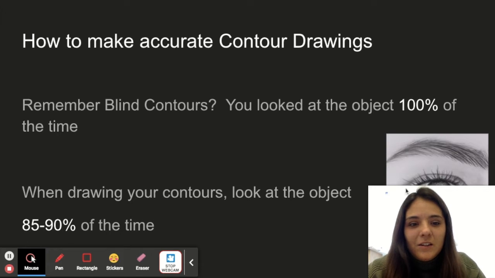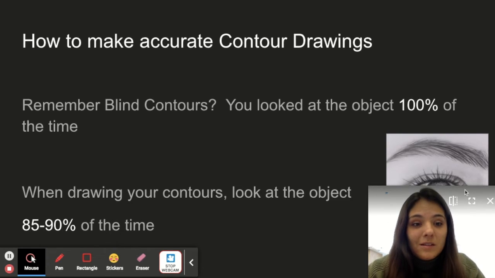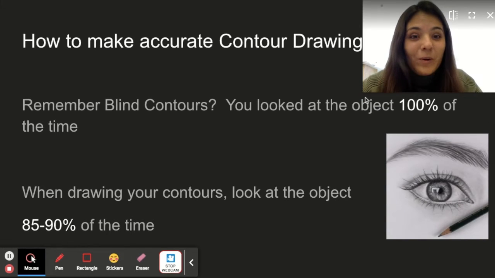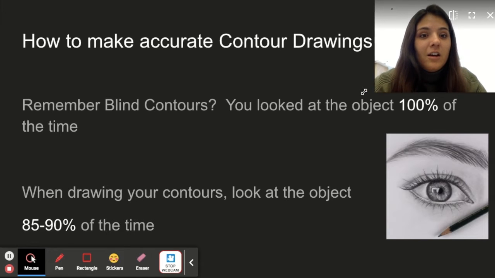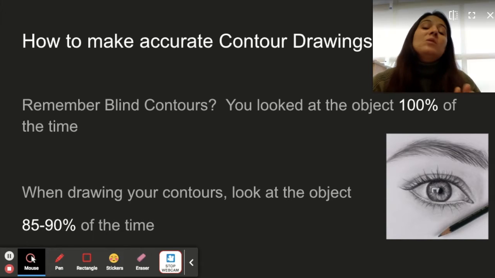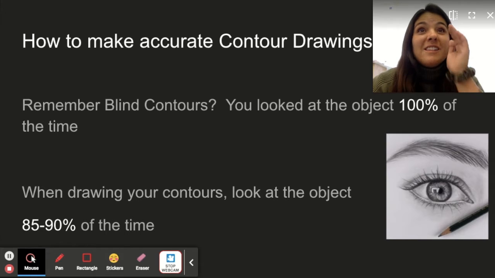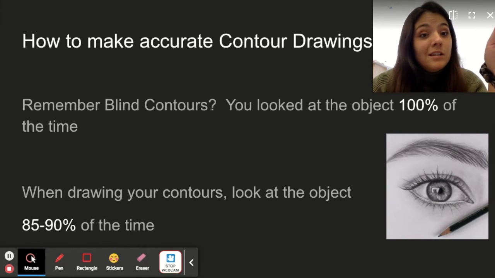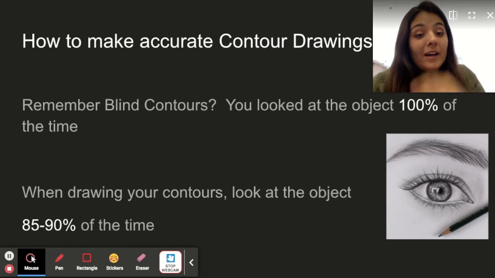So we did those contour drawings where we would not look, right? And so I want you guys to really remember how important it is to look at what you're drawing instead of just guessing the shape. And so we can look at our hands this time, but I want you guys to remember how important it is to continue looking at the thing that you're drawing because you may notice details that you hadn't thought about before.